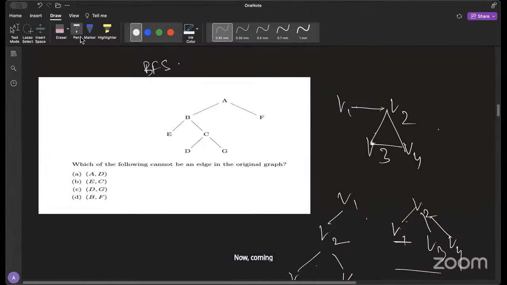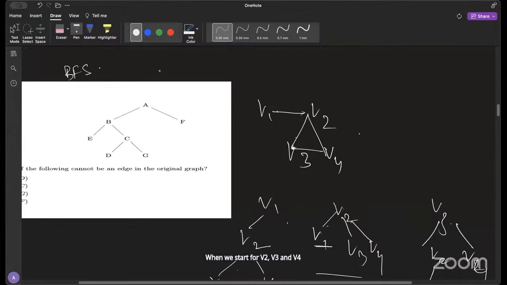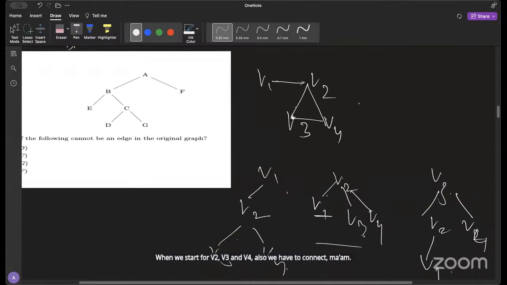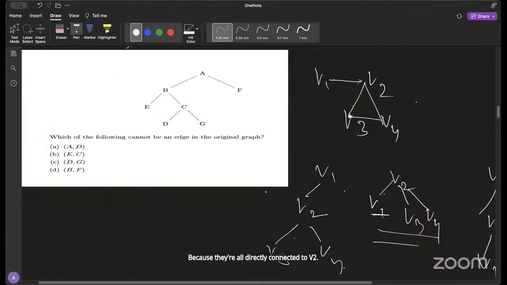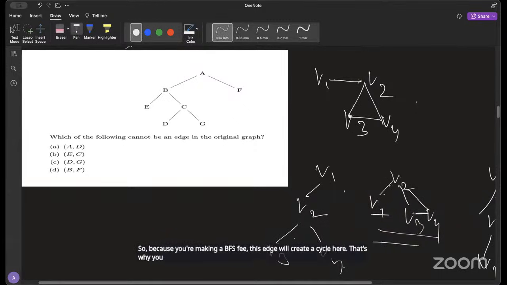Now coming to this tree again. Ma'am, when we start from V2, V3 and V4 also we have to connect, ma'am. Yeah, they're all on the first level because they're all directly connected to V2. So there is a connection between V3 and V4 also, ma'am. We have to connect V3 and V4 also here. You don't connect, because you don't have cycles in trees. Since you're making a BFS tree, this edge will create a cycle here. That's why you can't have this.